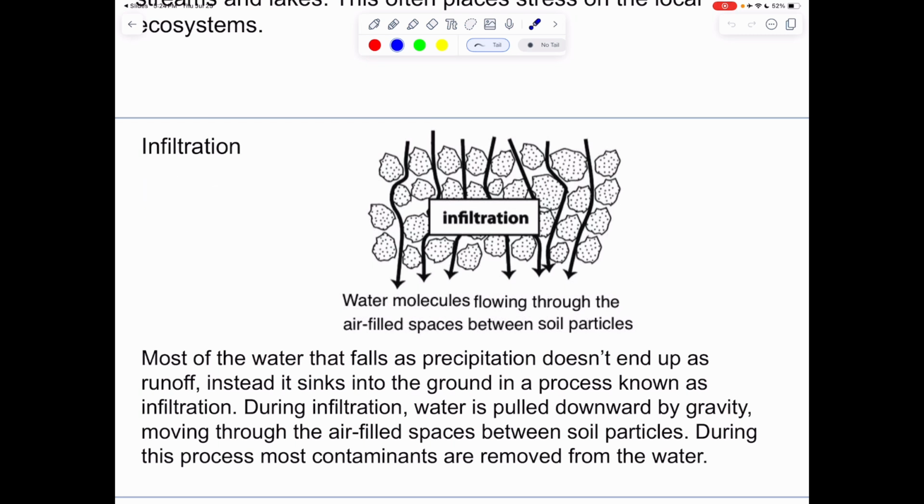Two-thirds of our water that rains is going to infiltrate through the rock. What that means is that it's going to flow through these air-filled spaces between the soil particles. It is pulled downward by gravity, moving through these spaces, and when that happens, most of the contaminants are removed from the water. This is a big perk of infiltration.